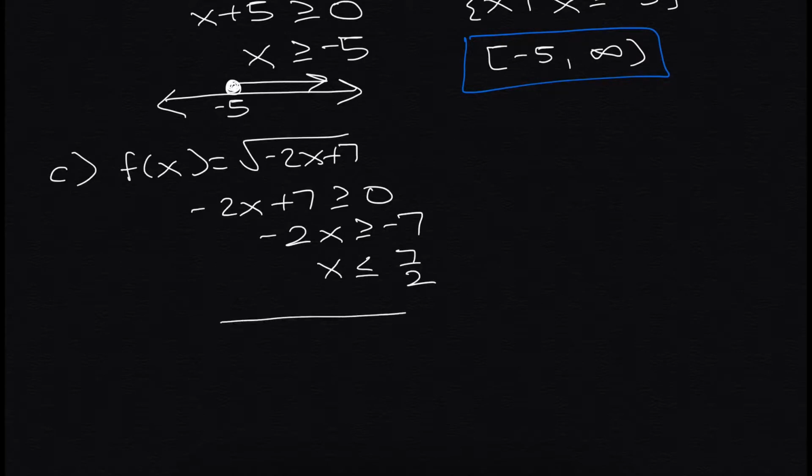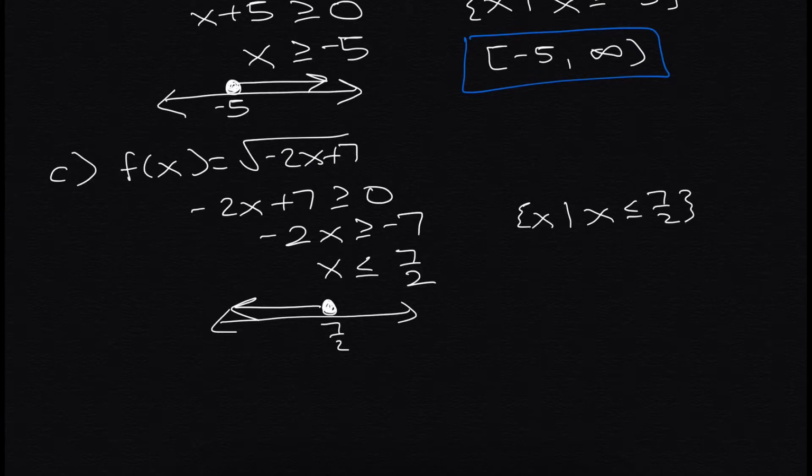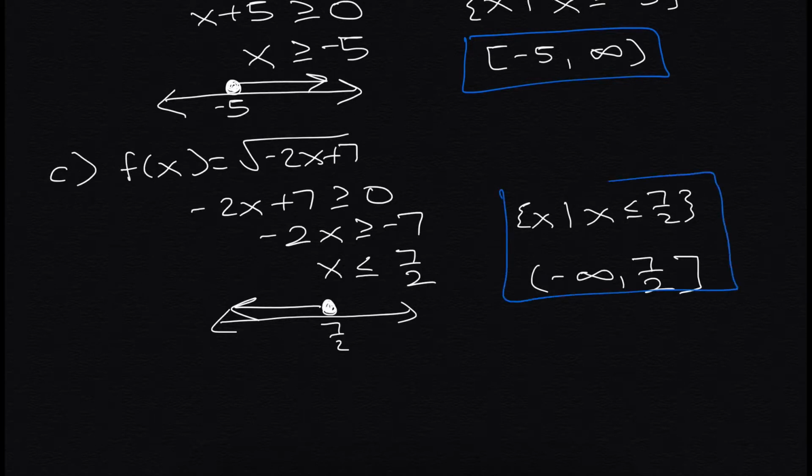If I need a number line, I can go ahead and set that up. This time it flipped to a less than, so that's going to the left there. So set notation: x such that x is less than or equal to 7/2. Interval notation: negative infinity this time, all the way up to positive 7/2. It's a closed circle, so we're going to have a bracket there. Go ahead and circle these two answers here.